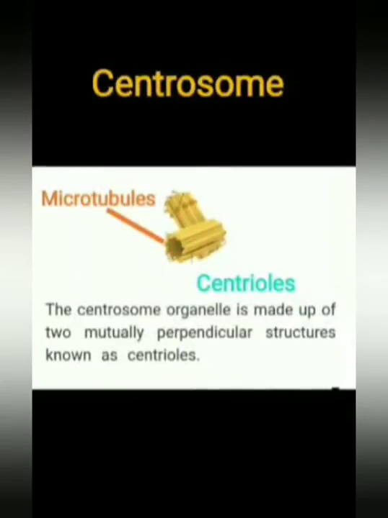Centrosome. Centrosome is found only in animal cells. Centrosome consists of two granule-like centrioles. Centrioles are hollow and cylindrical structures made up of microtubules. Centrosome helps in cell division in animal cells. In plant cells, the polar caps perform the function of centriole.